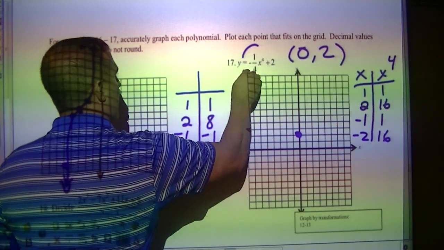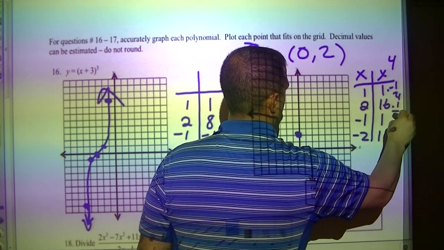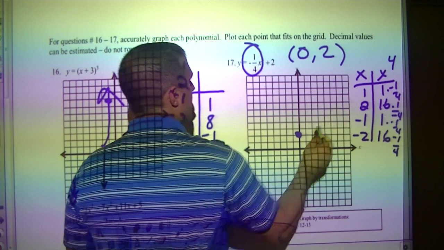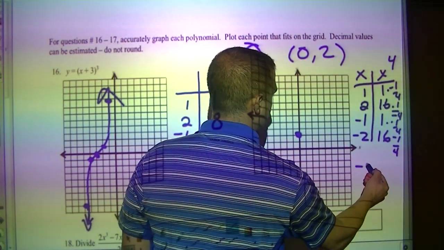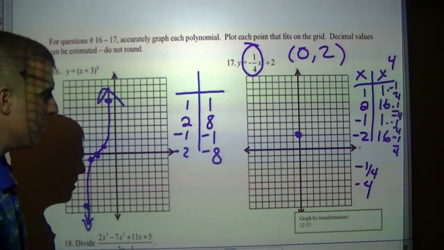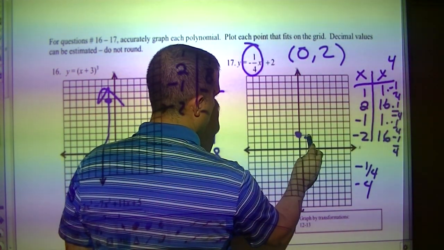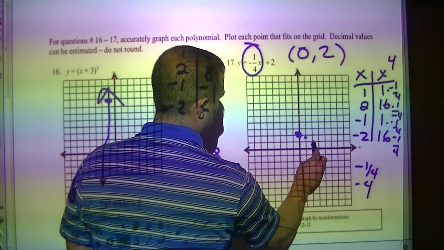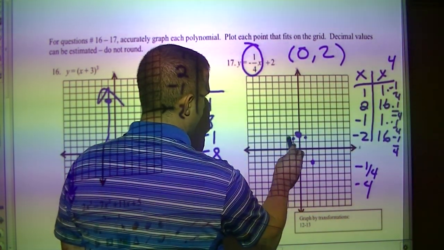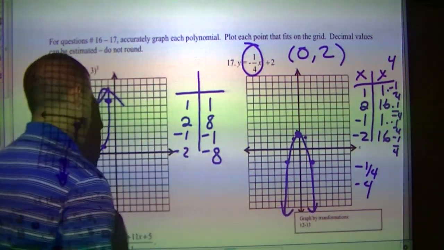Okay, now since I got that -1/4, I'm multiplying these by -1/4. Okay, and I know it's hard to see that, but basically that's going to be -1/4. 16 times -1/4 is -4. Okay, so I'm going right 1, down 1/4, right 2, down 4, 1, 2, 3, and 4. Left 1, down 1/4, left 2, down. So it looks very much like a quadratic. It's just going to be stretched a little longer.